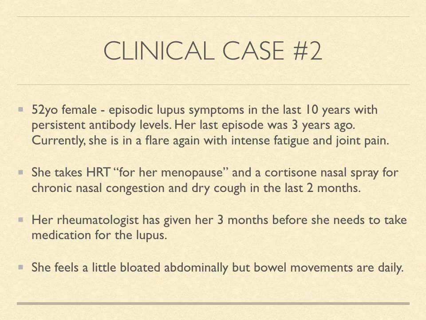This is another case, 52-year-old female. She has had episodic symptoms of lupus, so joint pain, mottling on the skin, feeling fatigued. And that started about 10 years ago. Her antibody levels are raised, so her ANA in particular was raised ongoingly for the last 10 years.